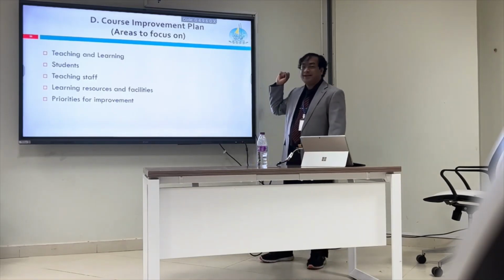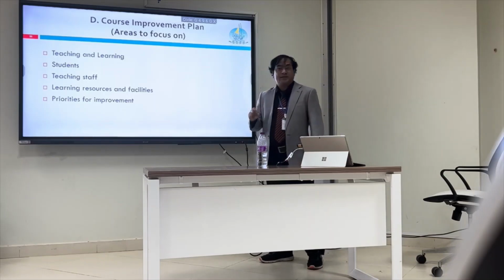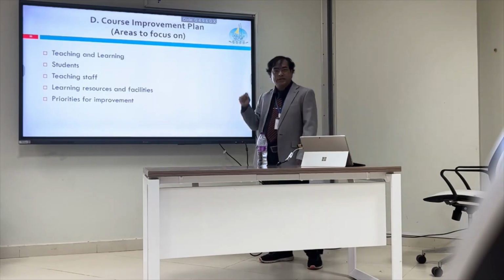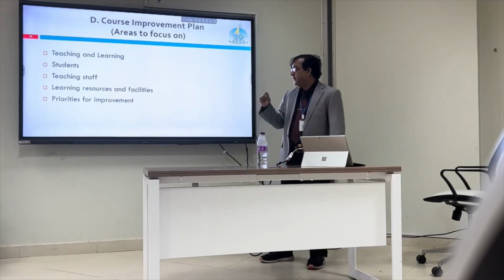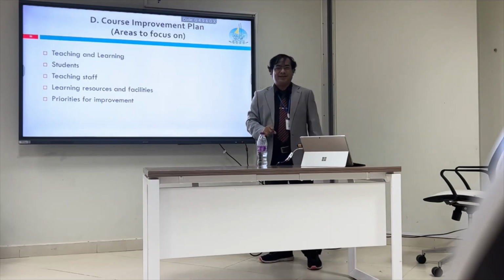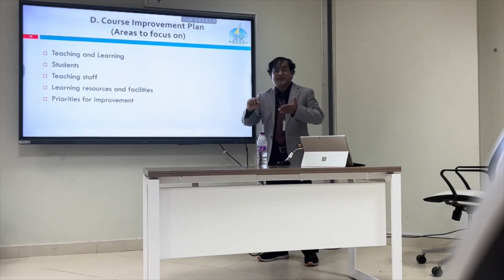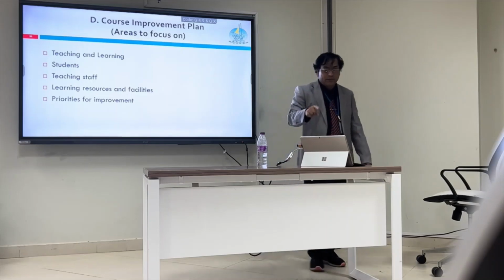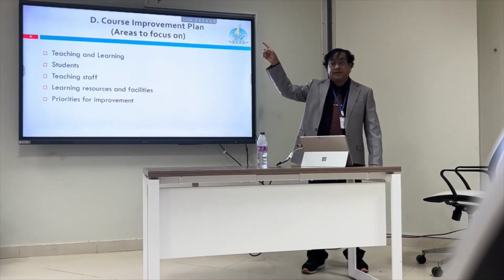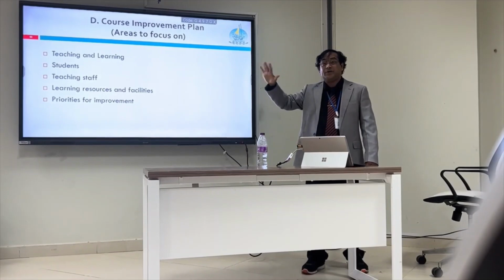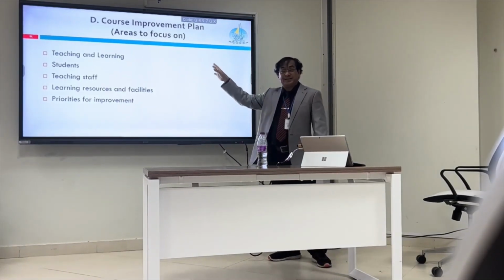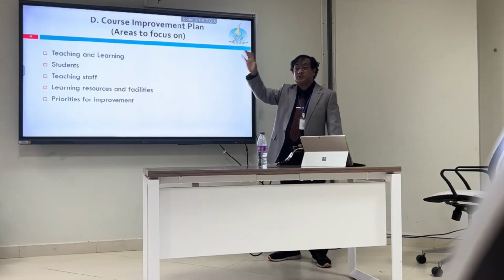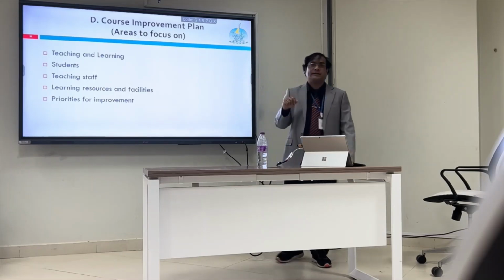Number 1, teaching and learning. Number 2, students related problems, teaching staff, then learning resources and facilities. Finally, priorities for improvement. You just prioritize. You have already written recommendations, you remember in part B we have written 5 recommendations. You can put some of them here, because that was focused on the students' problems. Now, whatever improvement recommendation you want to put here, you just write here.